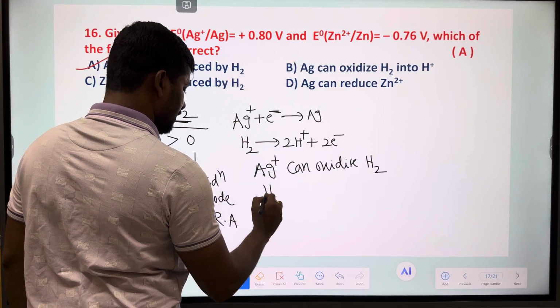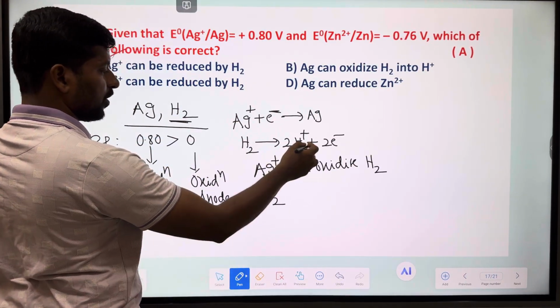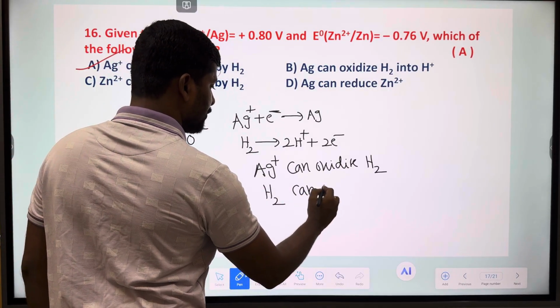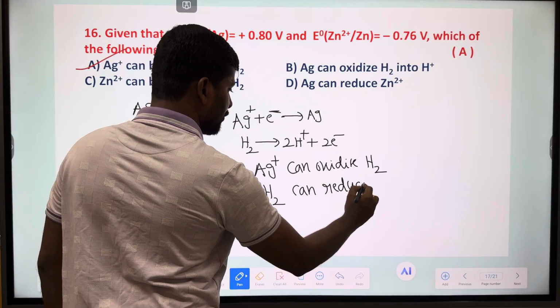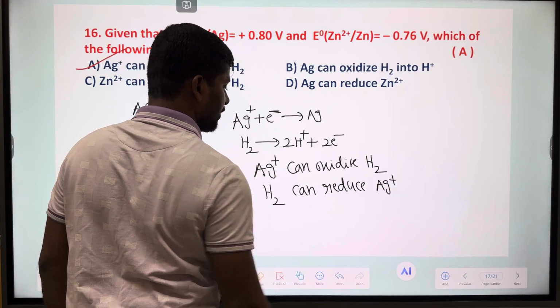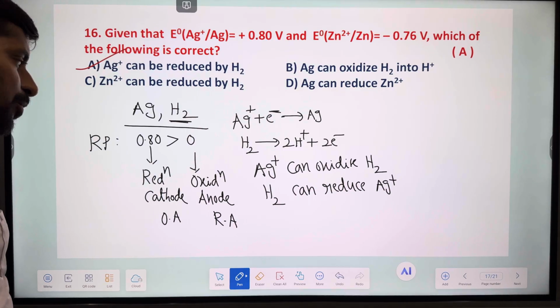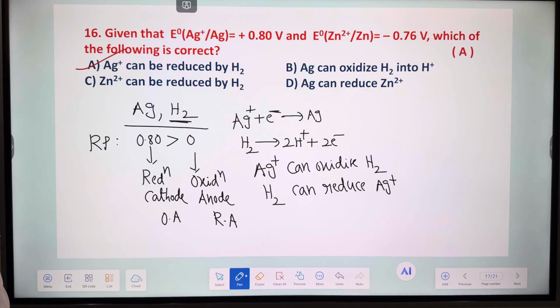Or H2 is undergoing oxidation, and that means it acts as a reducing agent. So H2 can reduce Ag+ ions. Okay, both are correct. And Ag+ can oxidize H2, right? H2 is oxidized by Ag+ ions, or H2 can reduce Ag+, or Ag+ can be reduced by H2. Both are correct. Okay.